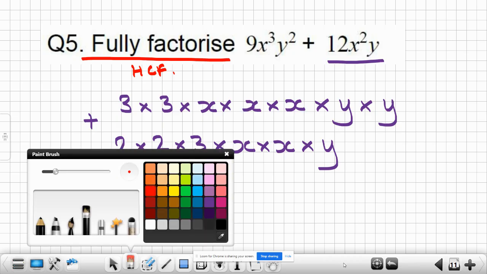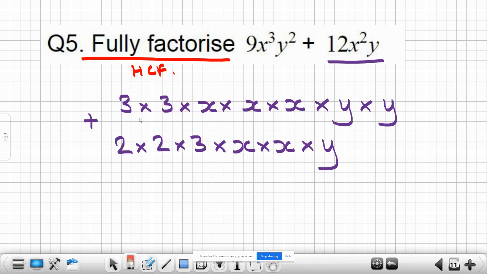Now let's look for what they have in common. So no 2's for the first one, so we can skip that, but they do have a 3 in common. And number-wise, that's all they have in common. So let's put that 3 there.